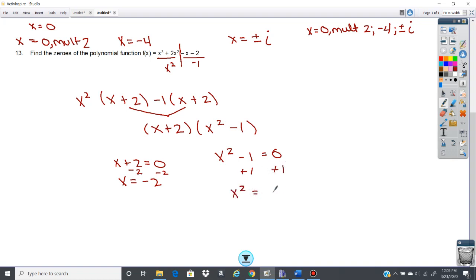solve here. So x squared equals 0 plus 1, 1. Take the square root. When I take the square root, I have to do my plus or minus. So plus or minus the square root of 1, which is 1. So you've got your 3 zeros here: negative 2, negative 1, positive 1.